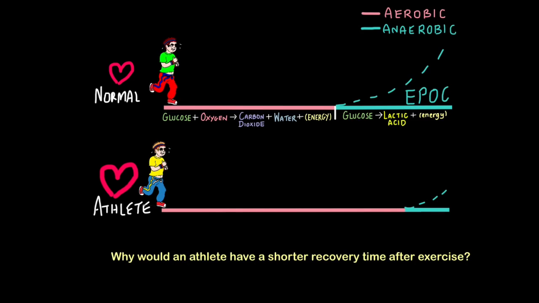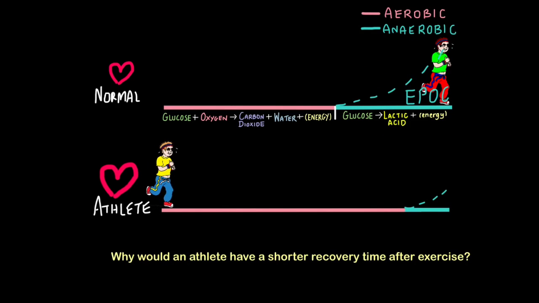So at first, our runner has no problem. They can breathe in enough oxygen to carry out respiration as normal. But after a while, they've used up all the oxygen and suddenly we switch to anaerobic respiration. Now we're producing lactic acid, so our oxygen debt is building up and up. So this represents the recovery time.